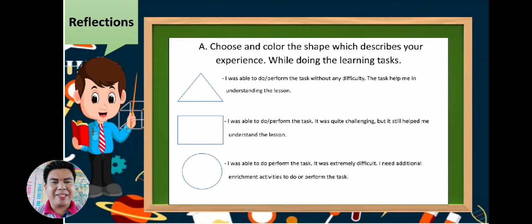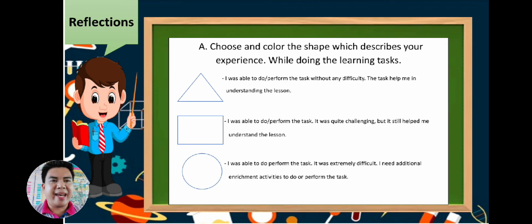I hope that you enjoyed answering the different learning tasks for our lesson for today. Let us have now our reflections. What are the different shapes that you observe on the board? We have triangle, square, and circle. Reflection letter A. The direction is that you are going to choose and color the shape which describes your experience while doing the learning task.